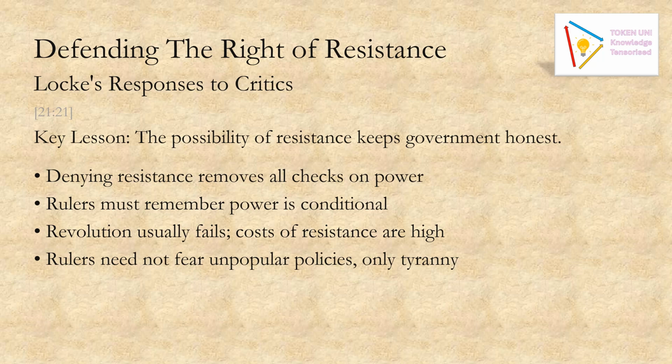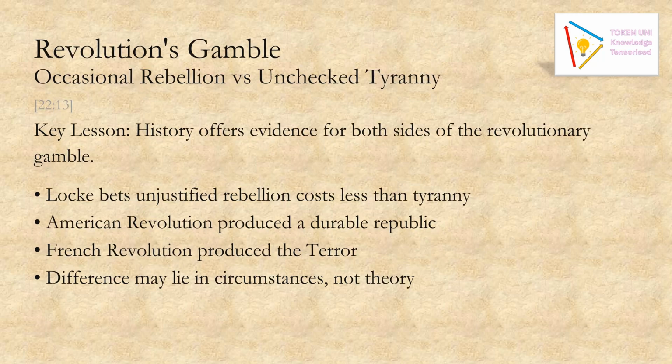This is a gamble. Locke is betting that the costs of occasional unjustified rebellion are lower than the costs of unchecked tyranny. History offers evidence for both sides. The American Revolution, Lockean in inspiration, produced a durable republic. The French Revolution, also drawing on ideas of natural rights, produced the Terror. Perhaps the difference lay not in the theory, but in the circumstances, the culture, the character of the people.